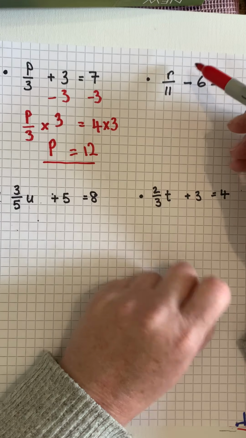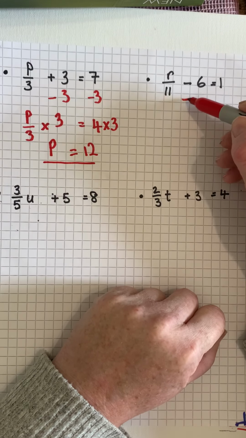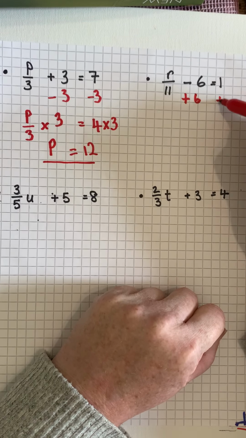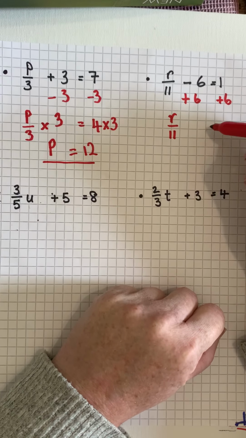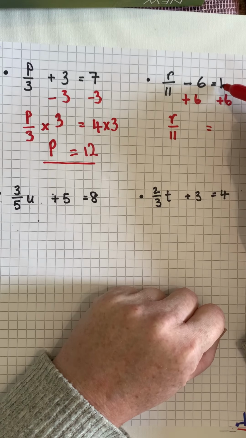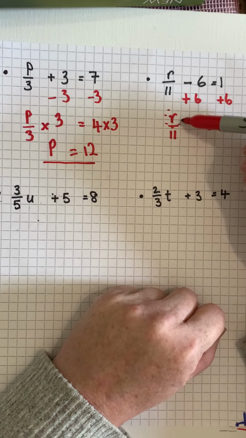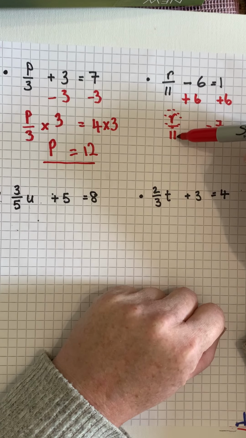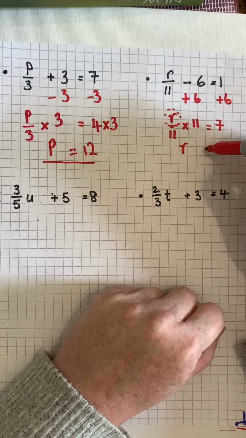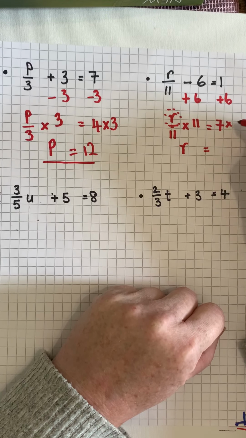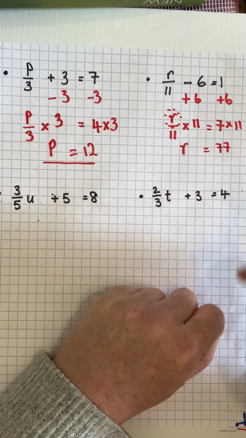And this one, we want to get this bit on its own. At the minute, we're subtracting 6, so we do the opposite. We add 6. What we do to one side, we do to the other. r divided by 11 equals, on this side you've got 1 plus 6, so that's 7. To get r on its own, at the moment we're dividing by 11, so we do the opposite. We multiply by 11 to give us r. What we do to one side, we do to the other. 7 times 11 is 77.